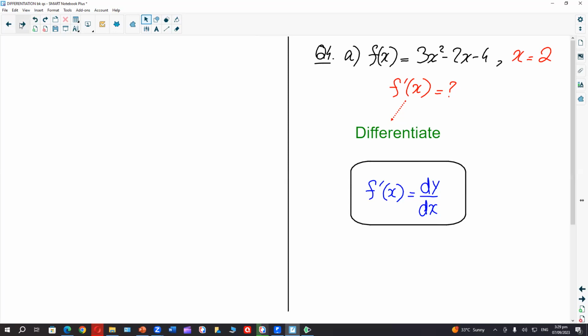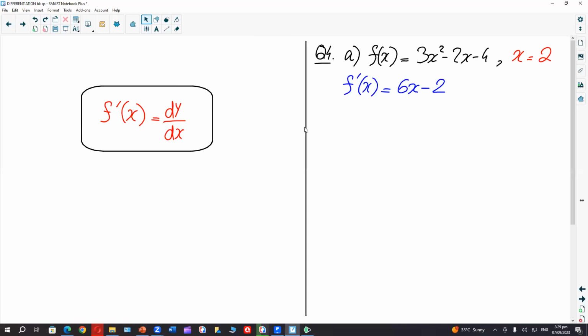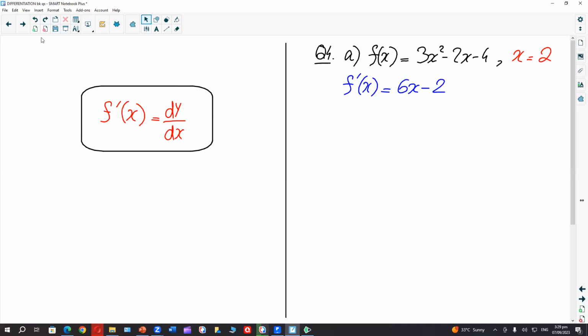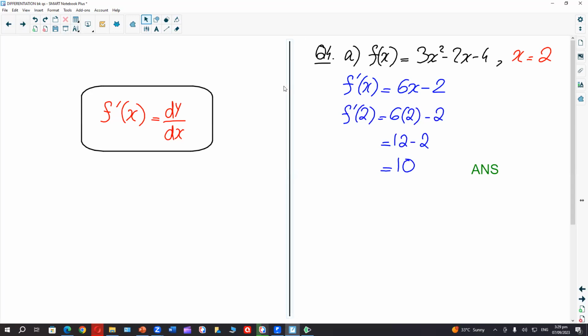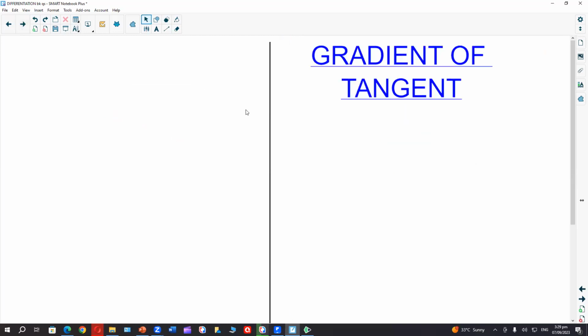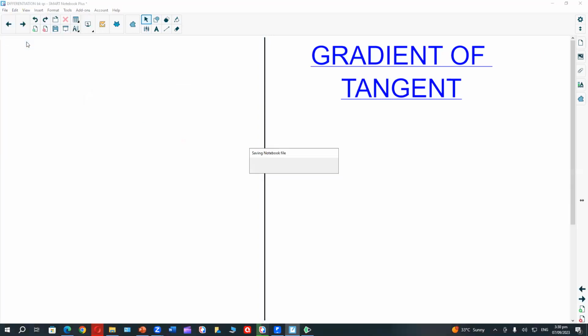Now try to solve it. Is the answer 10? Yes. Now join back in your notes register and give a heading: gradient of tangent.